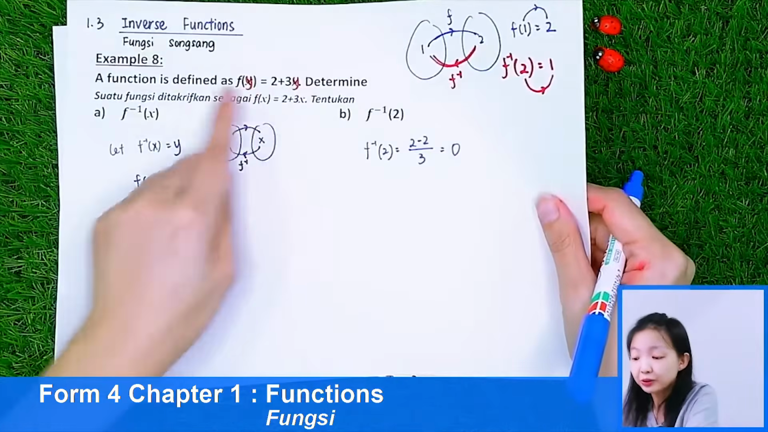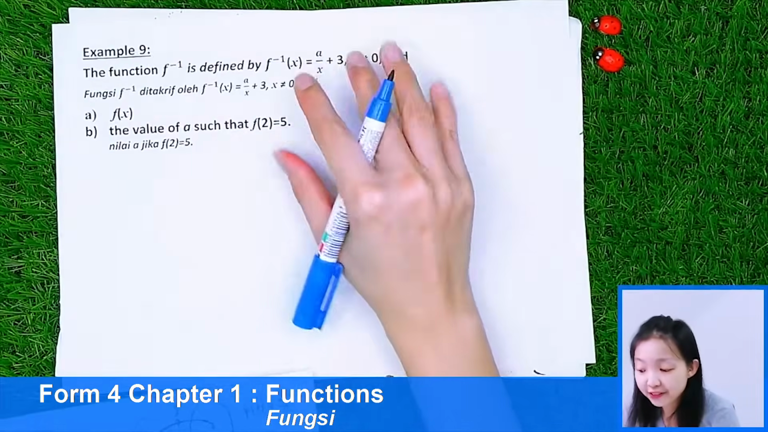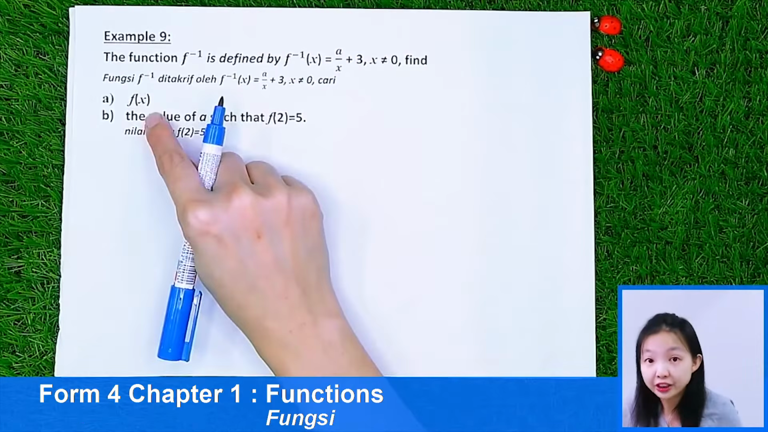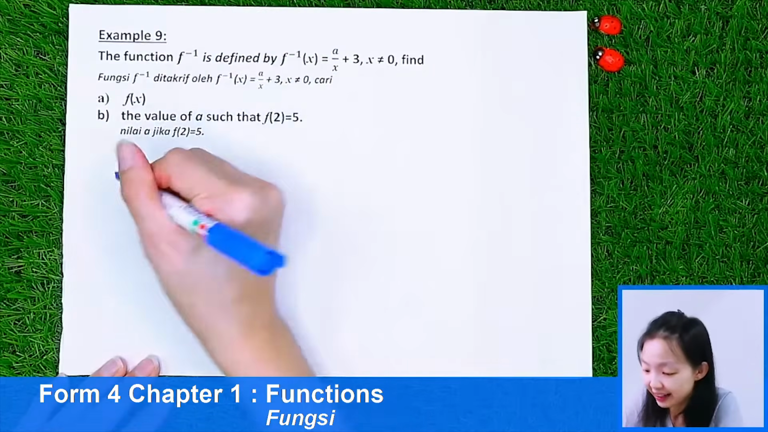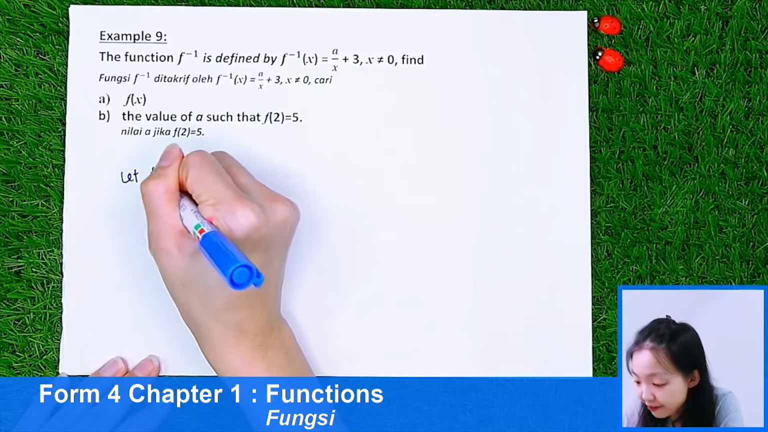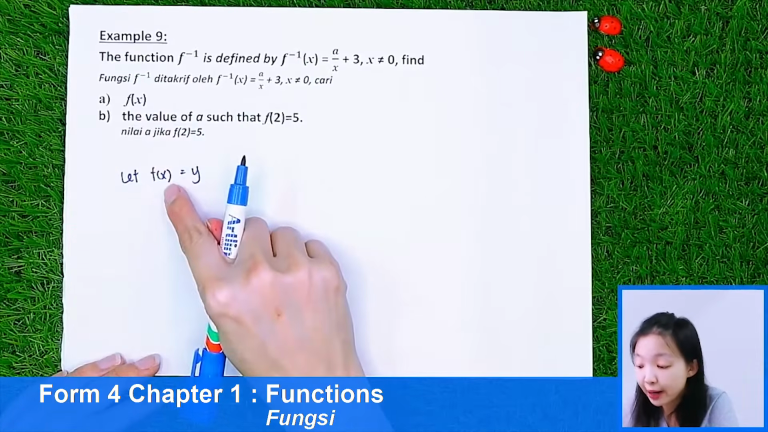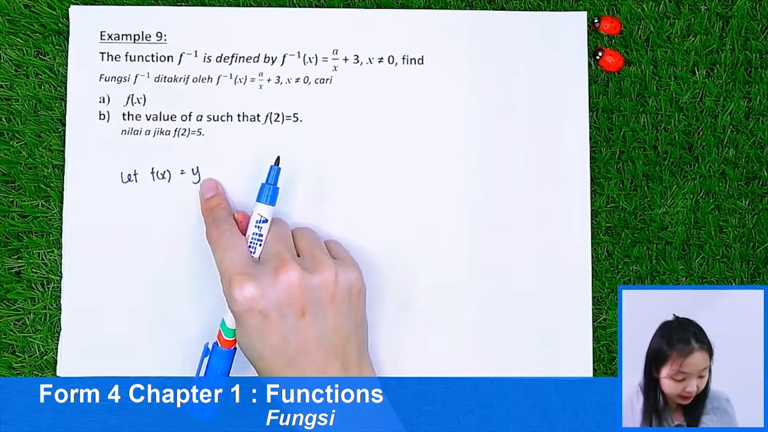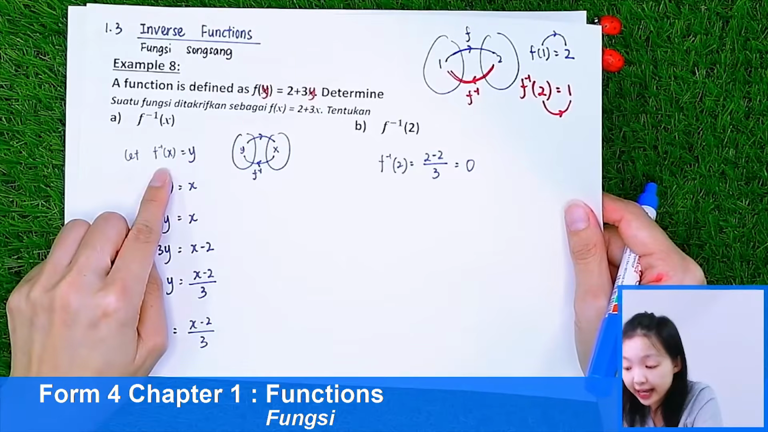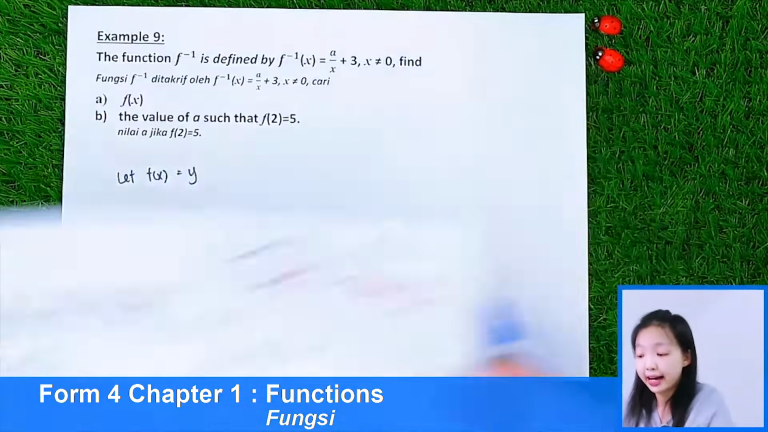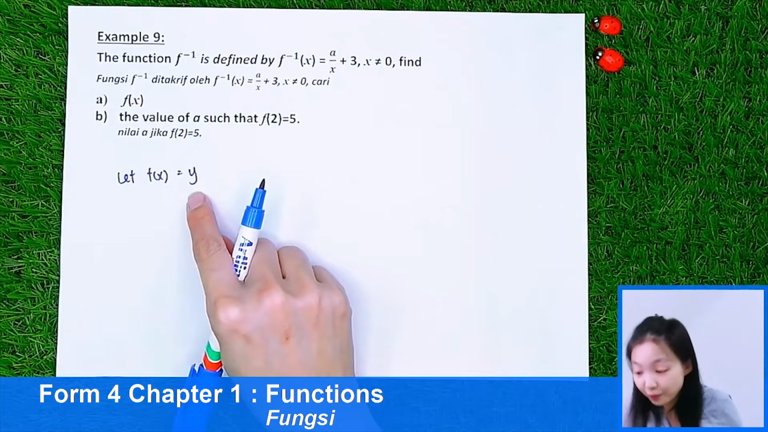Just now, I gave you the function f and I wanted you to find the f inverse. Now, I give you the f inverse, I want you to find the function f. Can you? The way of finding is the same. Let f(x) is equals to y. I will let the expression that I want to find equal to y. Before, I wanted to find f inverse, so I let f inverse equal to y. Now I want to find f(x), I will let f(x) is equals to y.